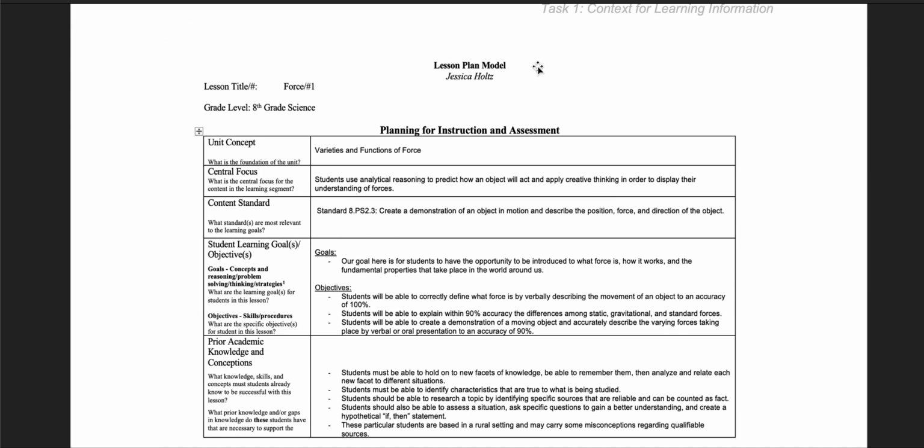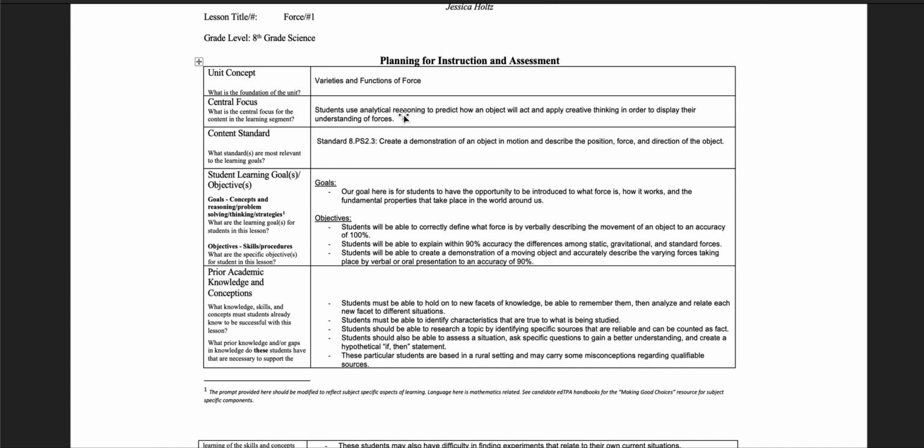So I included my lesson plan model. We were talking about forces, wanting to basically study what different types of forces. The standard is 8.PS2.3. It's physical science, 8th grade, wanting to create a demonstration of an object in motion and describe the position, force, and direction of the object.